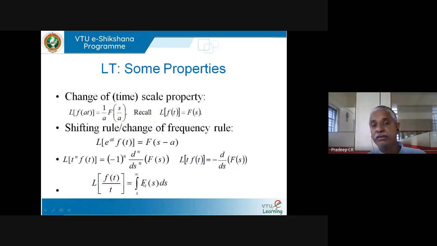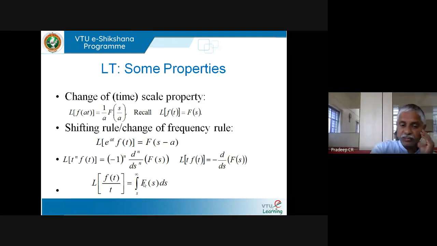That is very important. So basically, you should know how to integrate. Otherwise, these problems will be even more difficult. So remember this formula. We have already used this formula several times, in number 3 or 4 or something. So Laplace of f(t) by t is the integral of Laplace of f(t) from s to infinity. This is what I use.